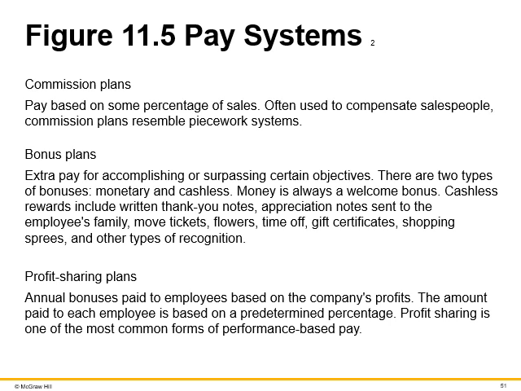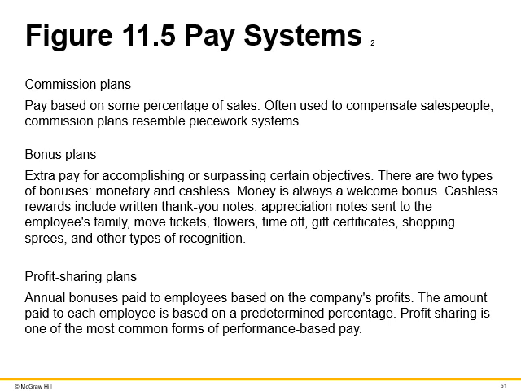Again, the bonuses that we talked about, it's extra pay for being extra efficient or performing well. There's two types: monetary or cashless. Money is always obviously a big bonus. Cashless might be rewards such as an extra day off, a thank you note, or even a gift certificate for your favorite restaurant, or to do some shopping.